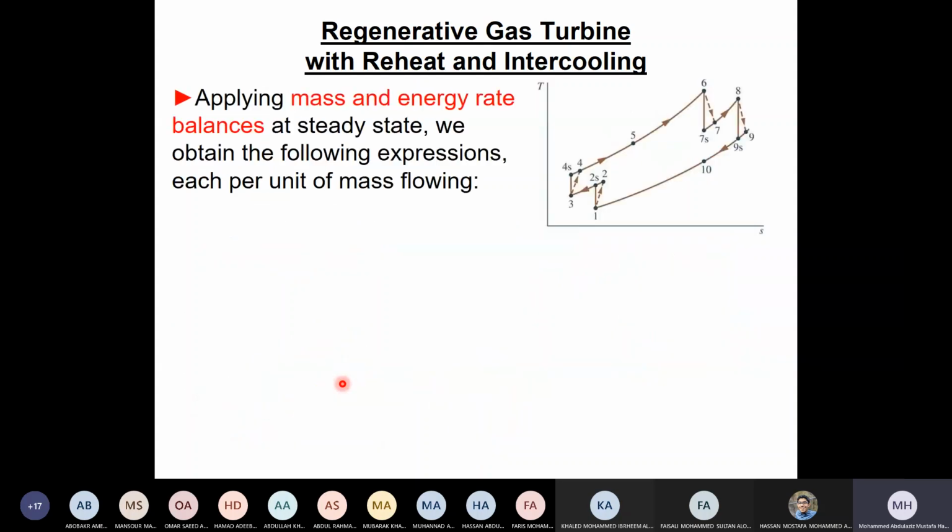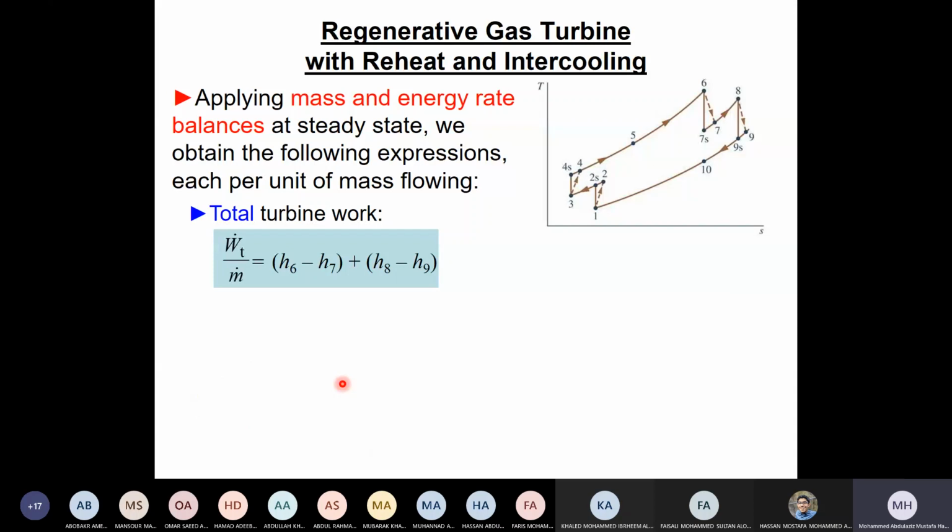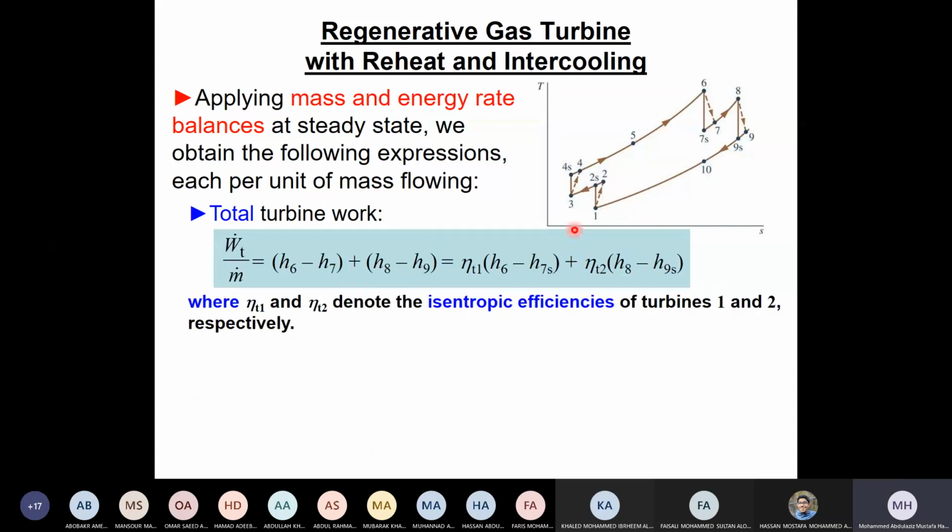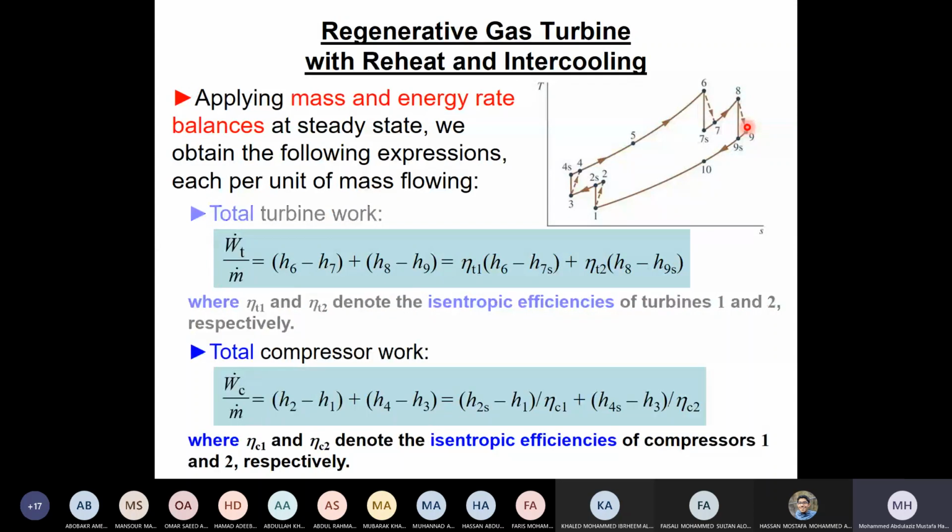Let me go and see here how to calculate W turbine. So W turbine, this is W turbine 1, so 6 minus 7 and 8 minus 9. But because this is irreversible, I have to say eta turbine times (6 minus 7s) plus eta turbine times (8 minus 9s). So this will give me W turbine, which is these two expansions. Then we have W compression, which is 1 minus 2, 2 minus 1, and then plus 4 minus 3.